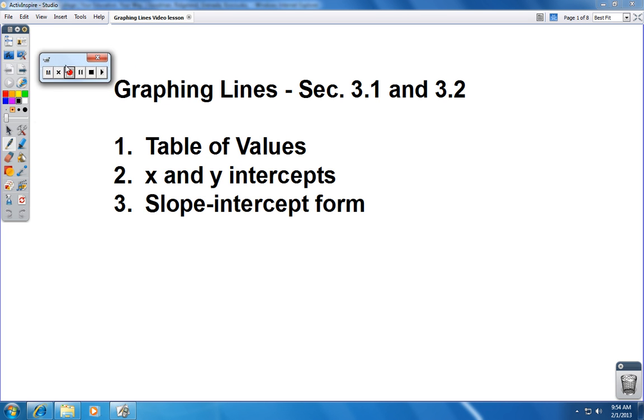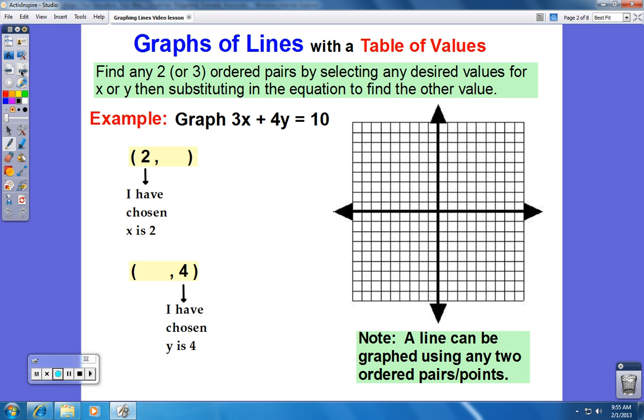Alright, today I'm going to talk to you about graphing lines. This is going to be in sections 3.1 and 3.2. The first method we're going to discuss is graphing lines using a table of values. The second method that we will talk about will be using the x and y intercepts, and the third method will be slope-intercept form. Do keep in mind that when we graph lines, we need 2 points. So we're going to be looking for 2 points when we're graphing lines.